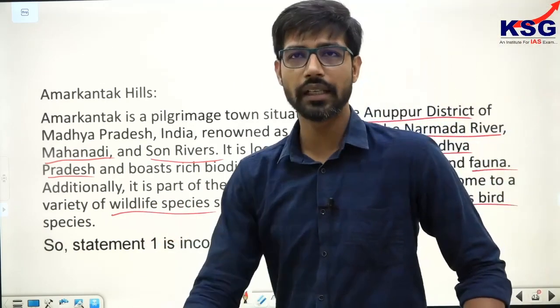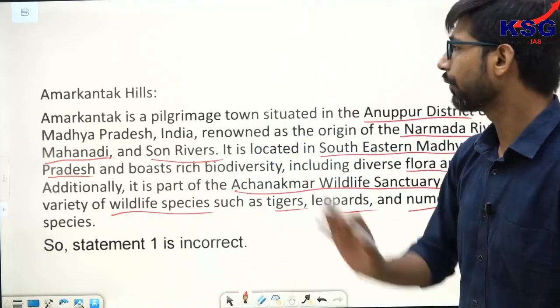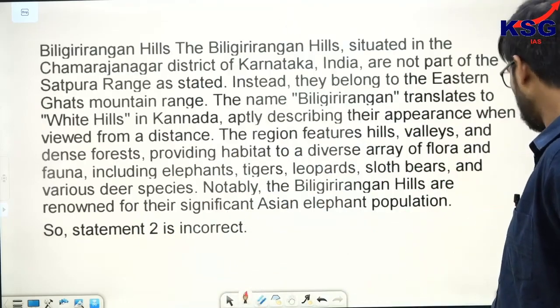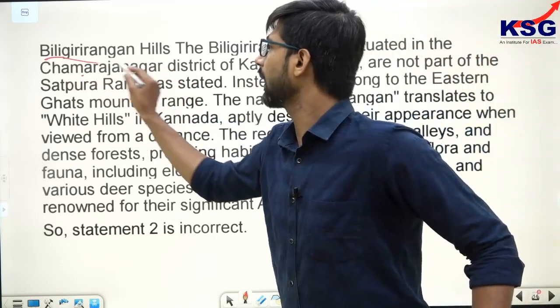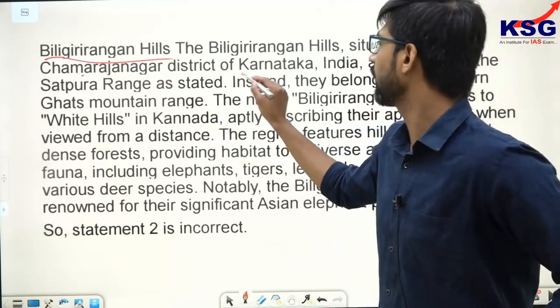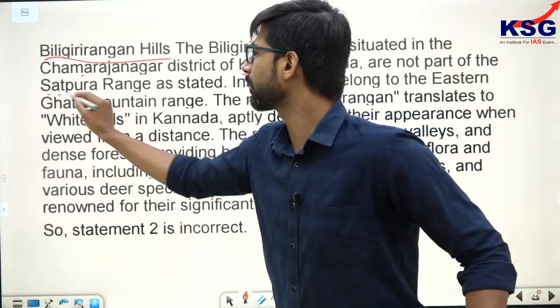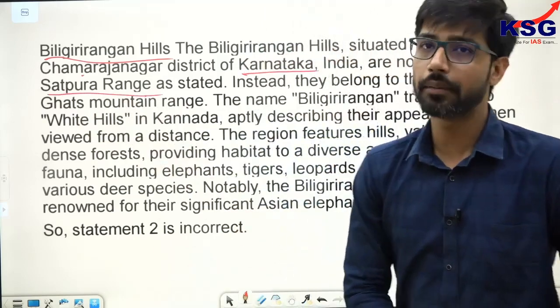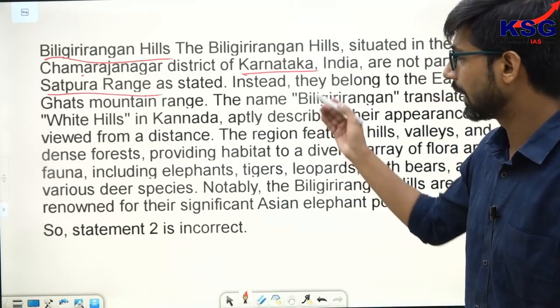So statement 1 is going to be incorrect because Sahyadri Hills and Amarkantak are far away from each other. Sahyadri is basically located in Maharashtra. Biligiri Rangan Hills, second part. These hills are situated in the Chamarajanagar district of Karnataka. Please remember, they are not a part of the Satpura range, because the Satpura range is located in Madhya Pradesh. Instead, they belong to the Eastern Ghat mountain ranges.